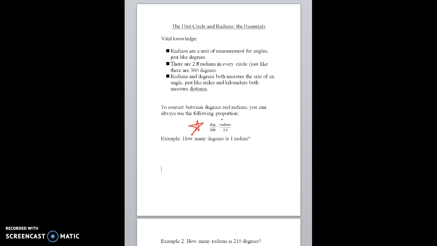So I'm going to work an example down here at the bottom of the page. How many degrees is 1 radian? So put 360 down here, put 2 pi over here. I know radians. I'm trying to figure out what 1 radian is, and I'm solving for degrees. And then you just cross multiply and solve. So 2 pi d equals 360. Divide both sides by 2 pi.